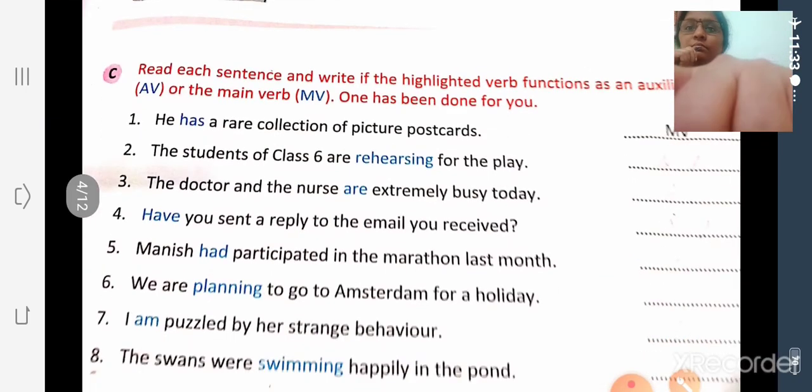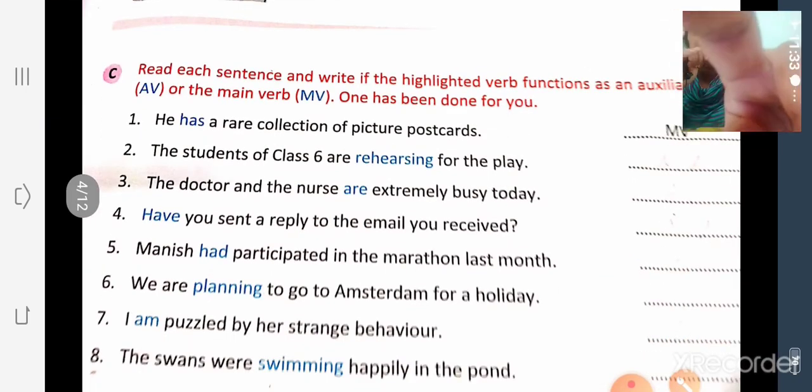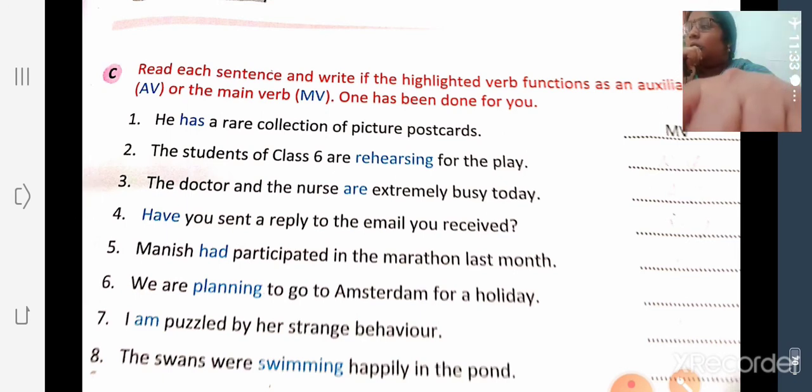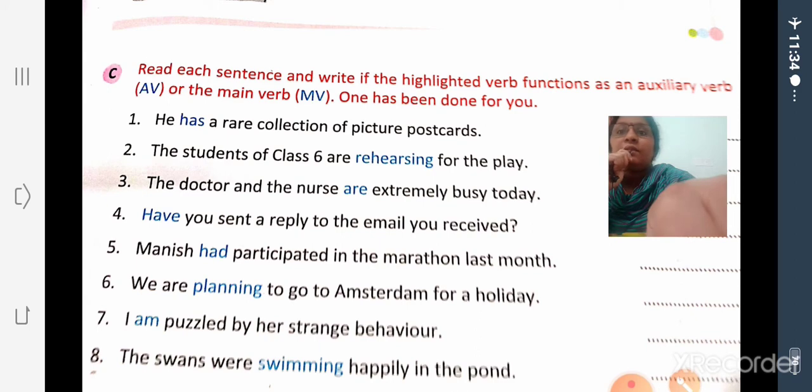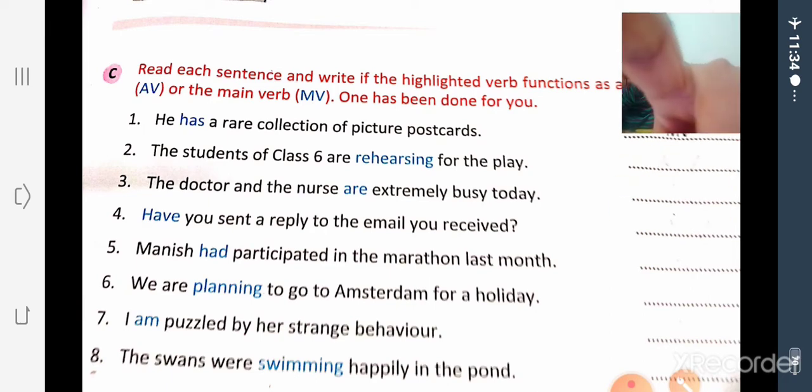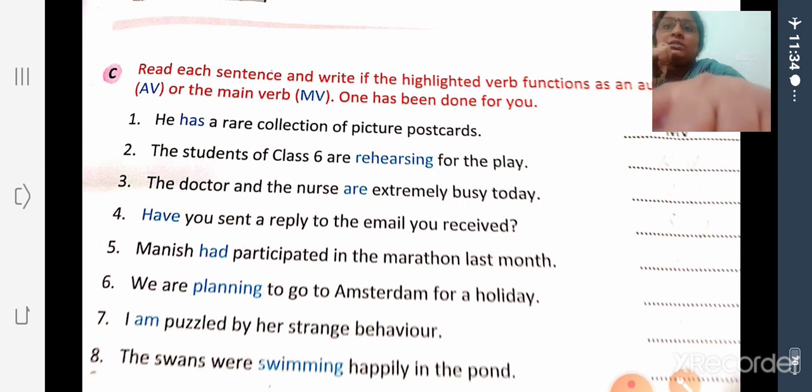Okay, now an exercise is given, page number 38. Read each sentence and write whether the highlighted verb is an auxiliary verb or a main verb. So we have to find out whether the verb is used as an auxiliary verb or main verb. One has been done for you. First one: He has a rare collection of picture postcards. So here has is the highlighted word.